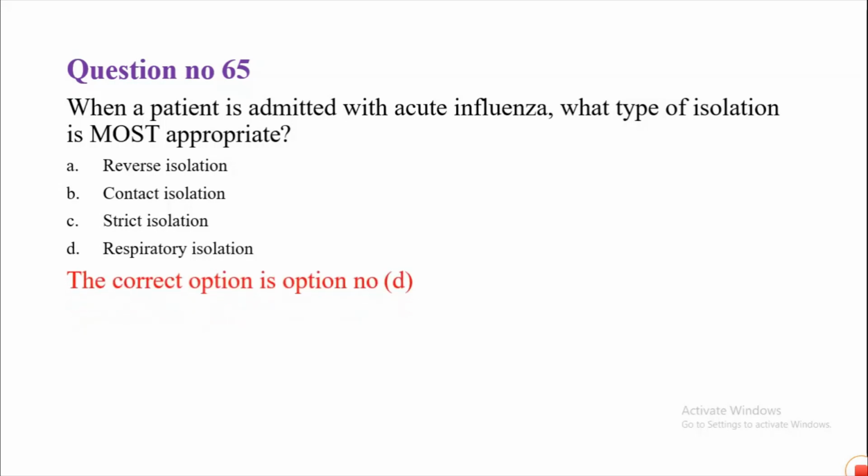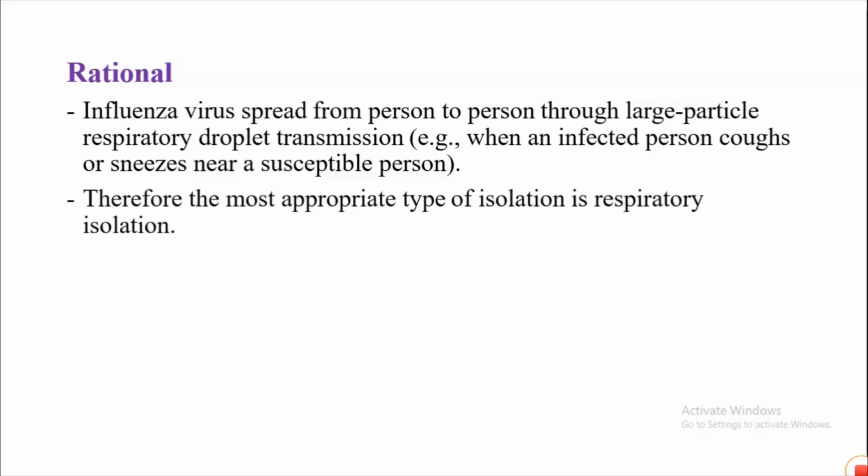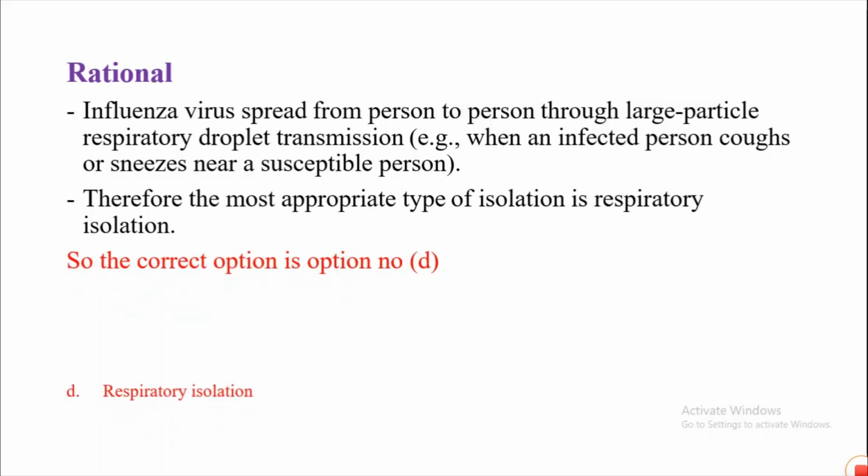The correct option is option number D, which is respiratory isolation. Influenza virus is spread from person to person through large particle respiratory droplet transmission, when an infected person coughs or sneezes near a susceptible person. Therefore, the most appropriate type of isolation is respiratory isolation. So the correct option is option number D, respiratory isolation.